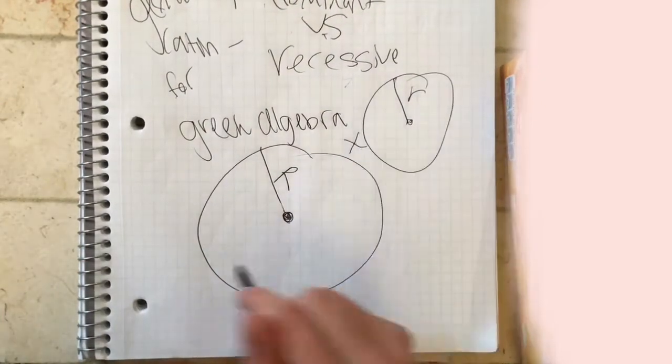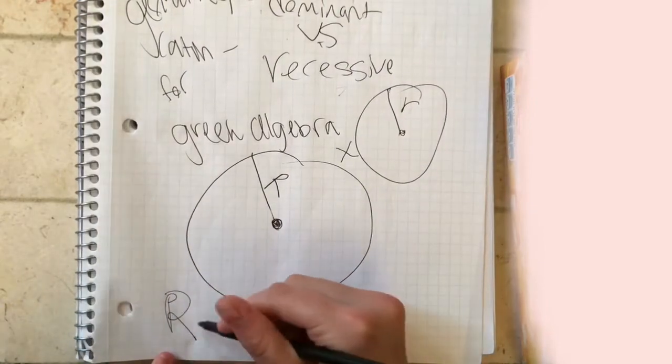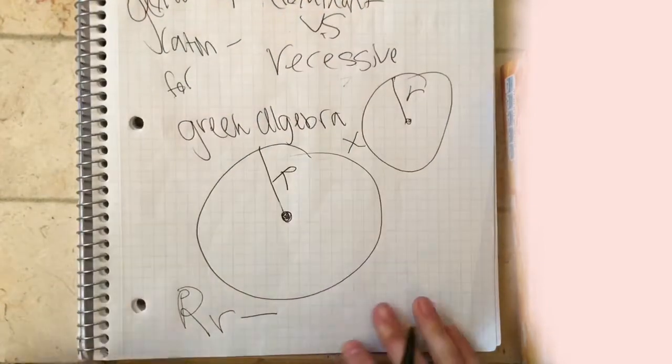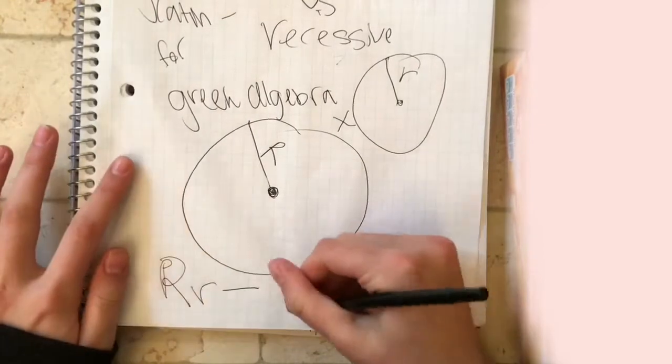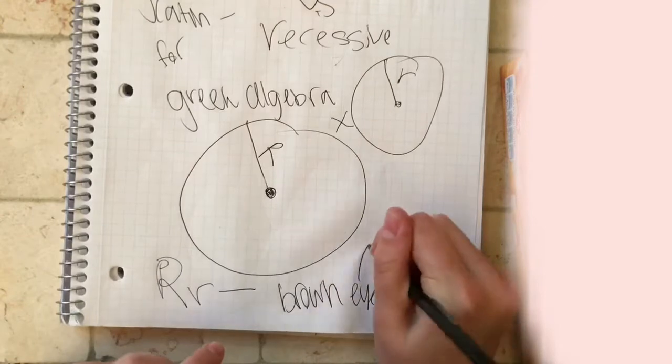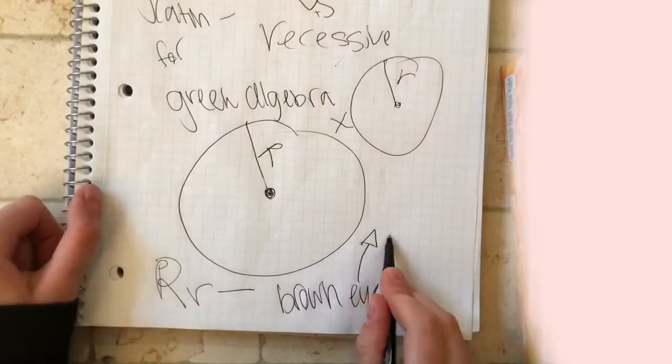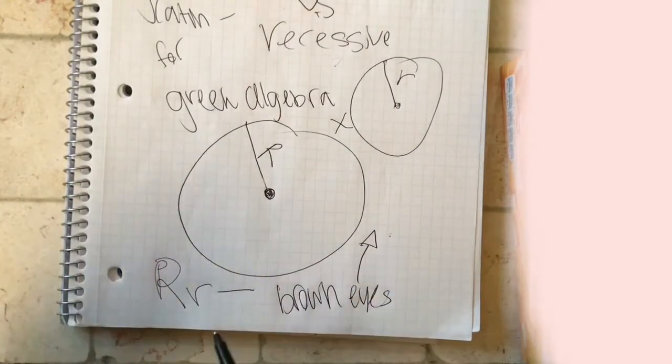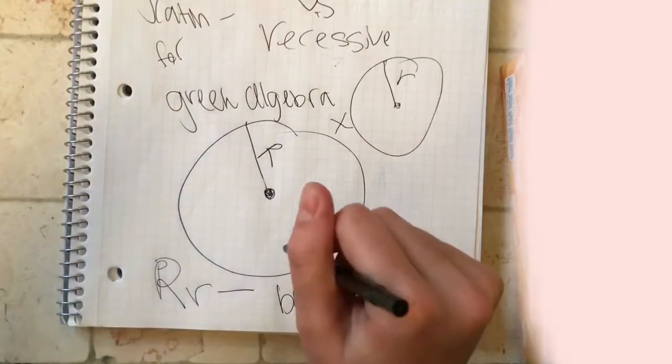Now, if we put these two together, we get the big R and little r, which means that your child will have brown eyes, but has a capability of their children having blue eyes, because they have a recessive gene.